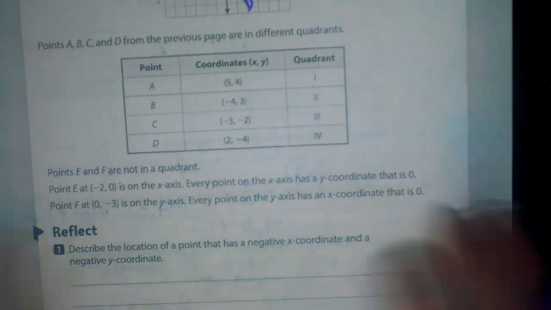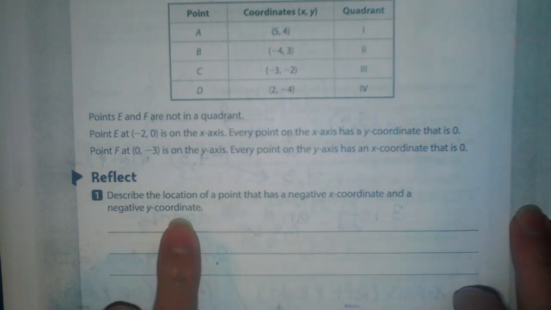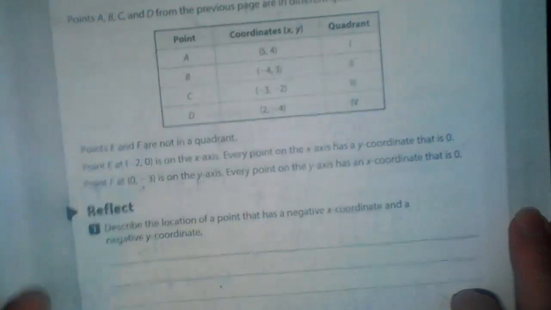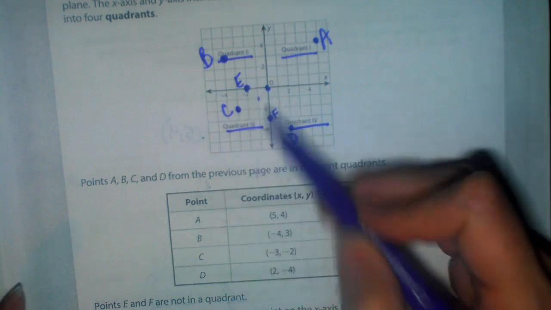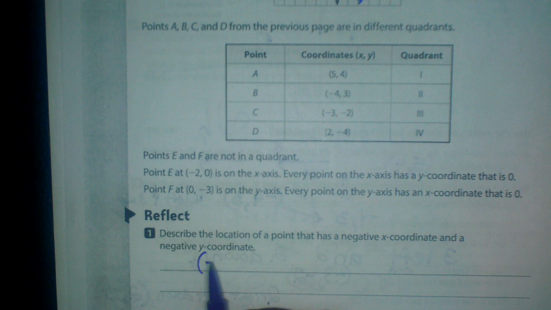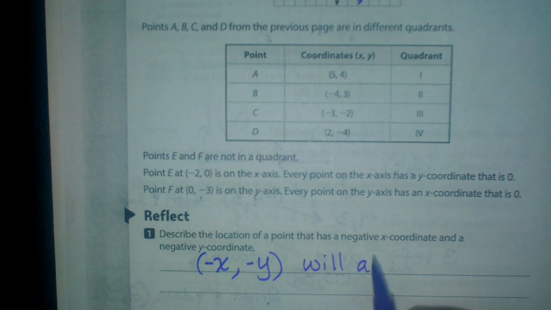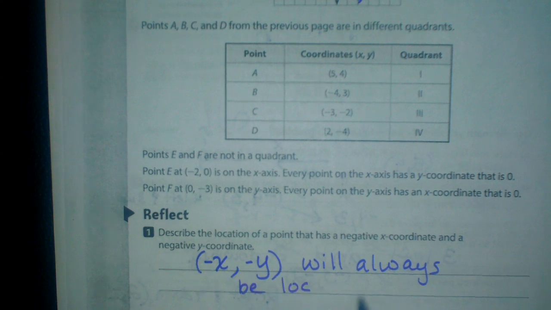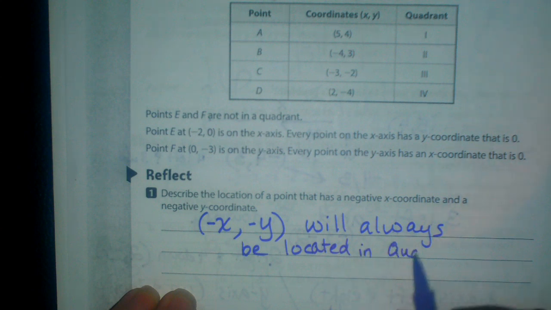So describe the location that has a negative x-coordinate and a negative y-coordinate. If they have a negative x and a negative y, that means they're going to always fall in quadrant 3. So a negative x and a negative y will always be located in quadrant 3.